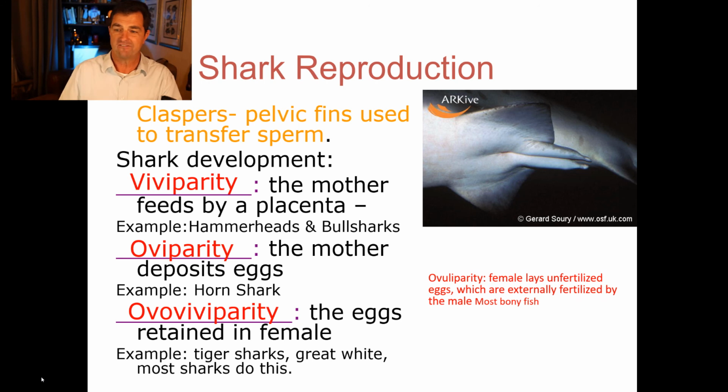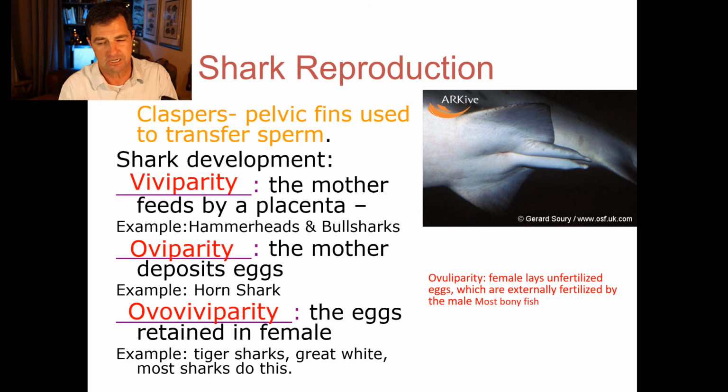So first is viviparity, or viviparous. This is kind of like us, where a mother basically has the baby on the inside. The baby is being fed via the placenta. Examples of this include hammerhead sharks and bull sharks. Oviparity is kind of like what a chicken does. This is where a mother deposits the eggs, basically. So a female shark deposits the eggs somewhere, kind of like what a chicken would do, and horn sharks do that.